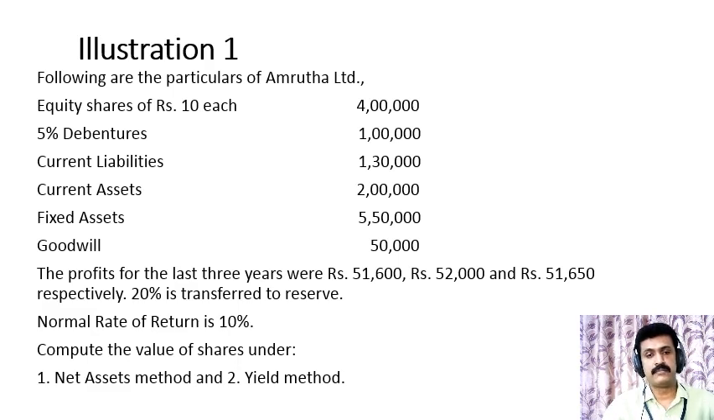Then in the second method, under yield method, in the first step we have to calculate the average profits. So here profits for the last 3 years are given in the problem, therefore we first take the average, that is last 3 years profits divided by 3 gives the average profit. In the next step we have to calculate the net profits available for dividends to equity shareholders. First we have to commence with the average profits of the company. From that we have to deduct transfer to reserves. The balancing figure can be treated as the net profits available for dividends to equity shareholders.